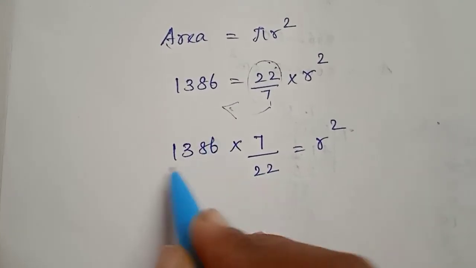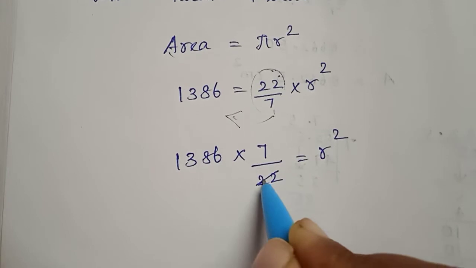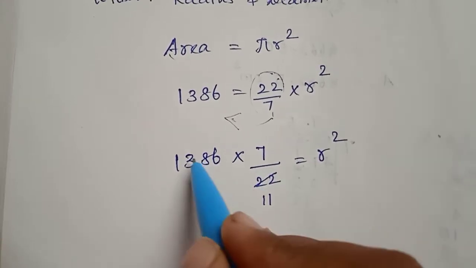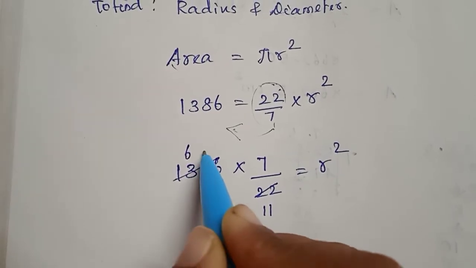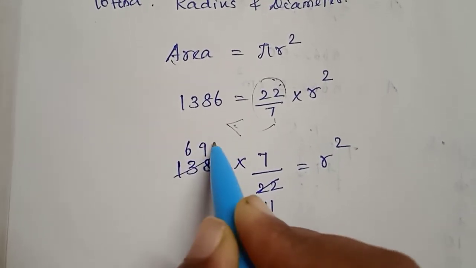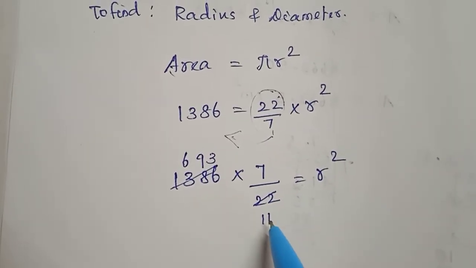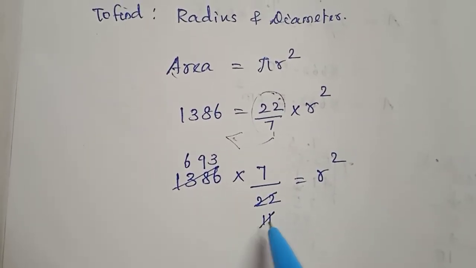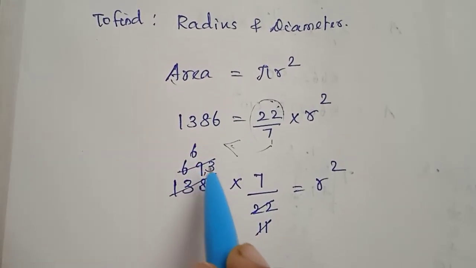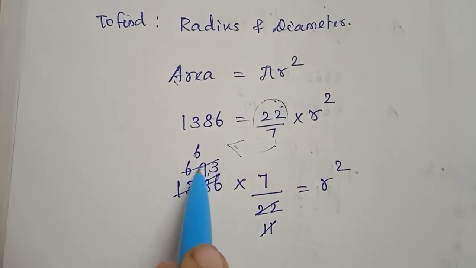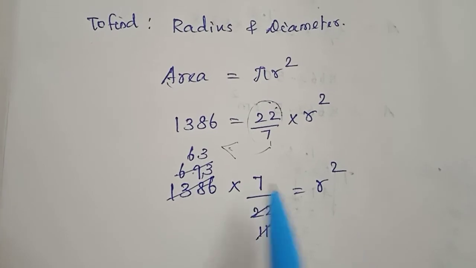Now we can simplify this. Both are even numbers, so they can be divided by 2. 11 times 2 is 22, and in 1386, 6 times 2 is 12, remaining 1, 9 times 2 is 18, then 3 times, giving 693. Now we can divide it by 11. In 69, 6 times 11 is 66, remaining 3. In 33, 3 times. Now we can multiply this.